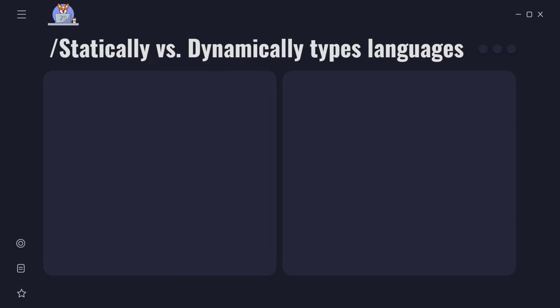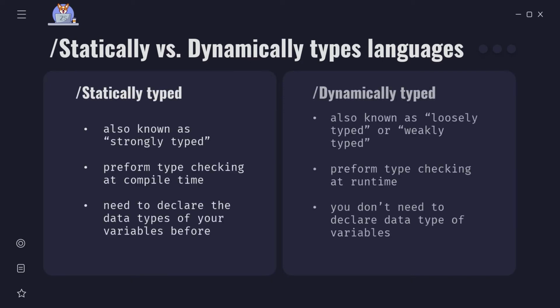Let's see what are the differences between statically and dynamically typed languages. Statically typed, also known as strongly typed languages, will perform type checking at compile time, and dynamically typed, also known as loosely typed or weakly typed languages, perform type checking at the runtime.